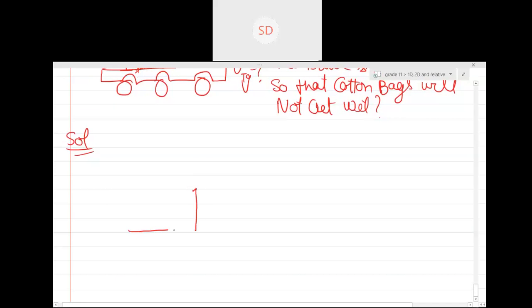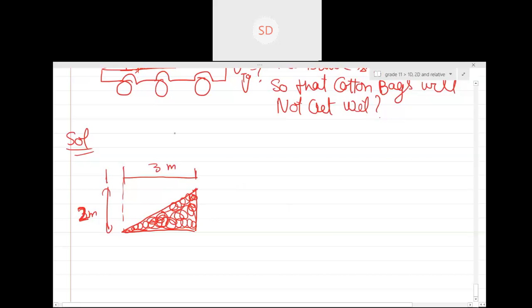Can you just see this part, the cotton bag part? Can you see only this part, where there was cotton? This was 3 meters, no, this was 2 meters. So they'll get a little wet at least, right? No, I don't want them to get even a little wet.